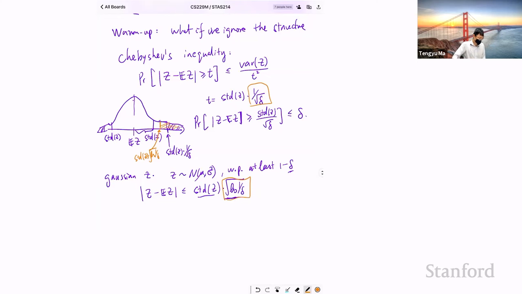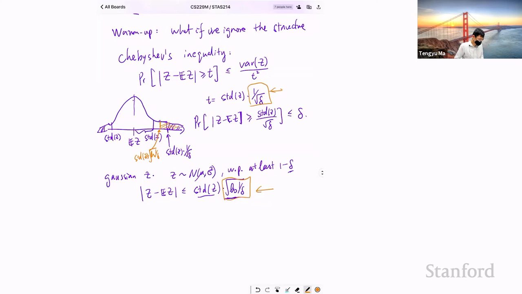Okay, so the goal that we're going to have is that we're going to show that if your z is a sum of random variables, then it's more like Gaussian instead of the general, worst case z. So you have a better bound like this instead of the bound like this from the Chebyshev inequality.